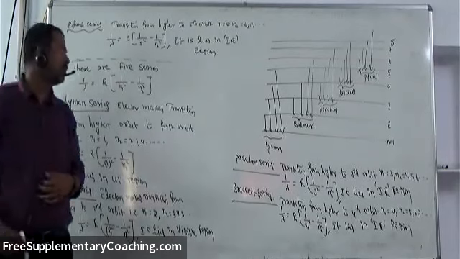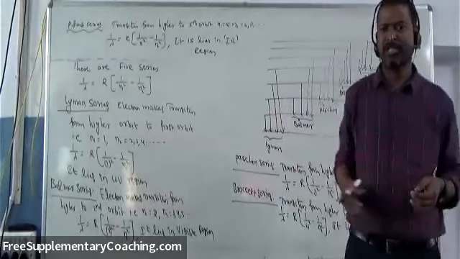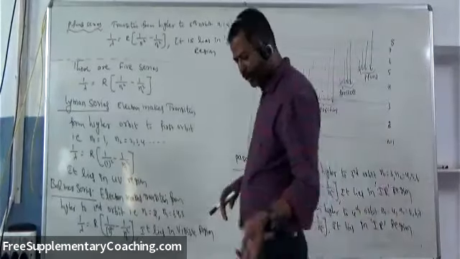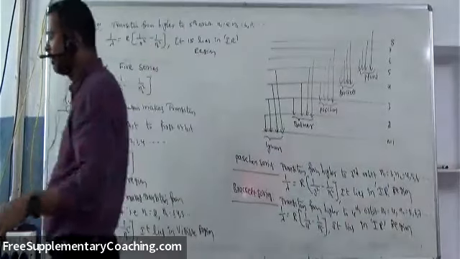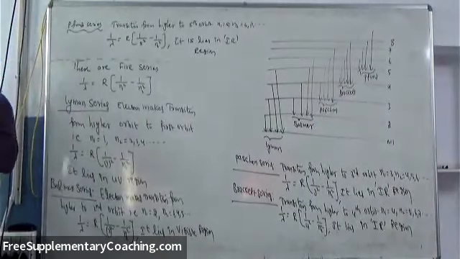Okay, good. So now we'll proceed to the next question from the same chapter. That is also a very simple question: limitations of Bohr's model.